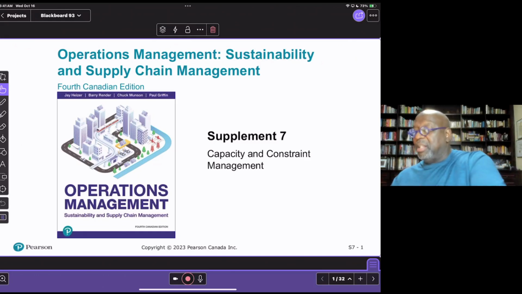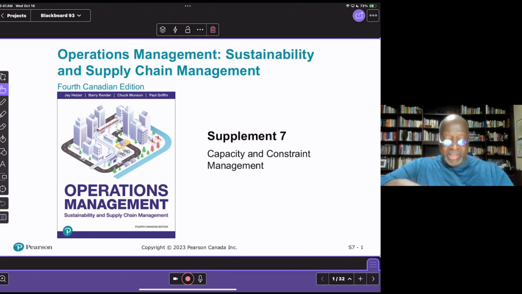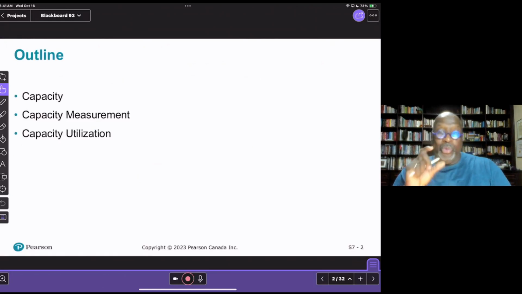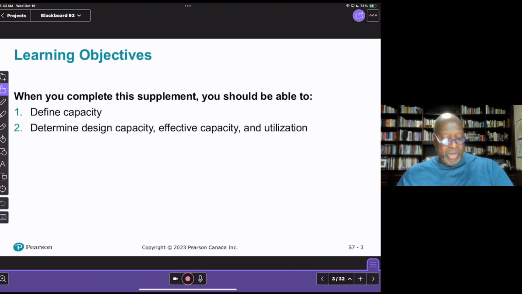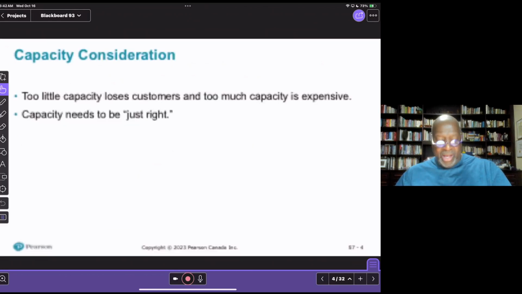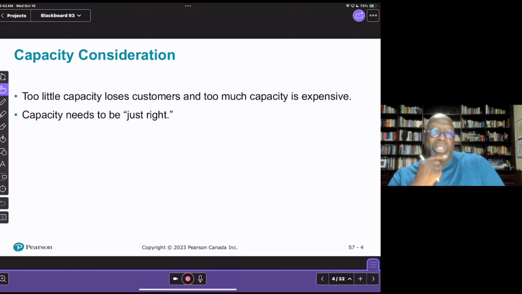So let's just learn a little bit about how we could do some capacity analysis to measure the ability of a process to be able to give us or meet our demand or our expectations. All right. So we're going to just look at capacity, what we mean by that, and then measurement and utilization. So when you're done, you should be able to define capacity, determine design capacity, effective capacity, and the utilization of a capacity. So too little capacity loses customers, and too much capacity is expensive.